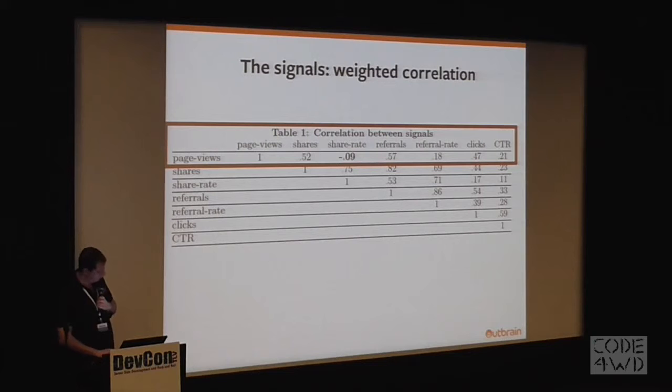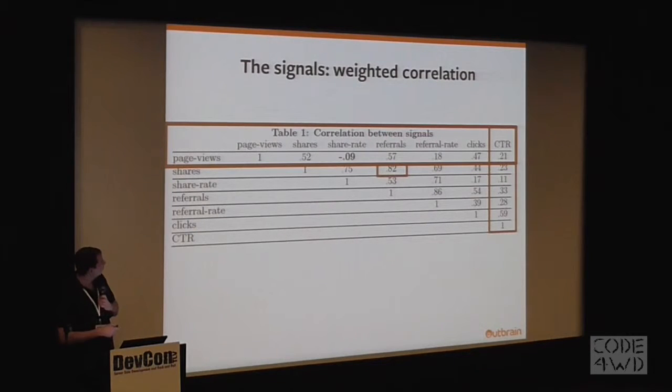And what you see here, the interesting figure, is this. There's no correlation, even a slightly negative correlation, between share rate and page views. So popularity and shareability don't necessarily go hand in hand. And this is something which, when we saw it for the first time, actually quite astonished us, because there are many publishers that use share rates as an indication of what they should be writing about. This basically means it's wrong. You shouldn't do that. So that's one thing.